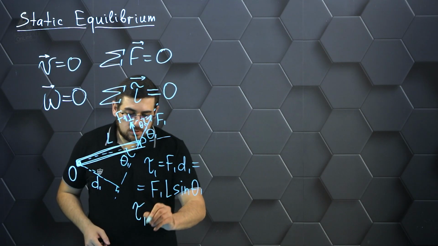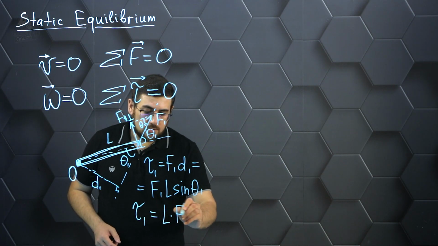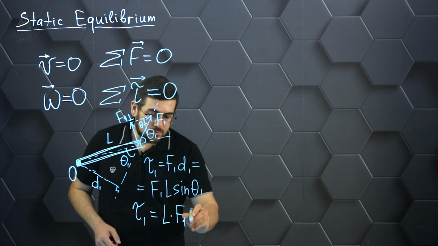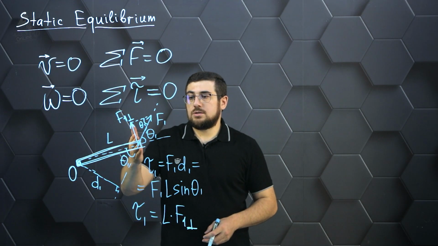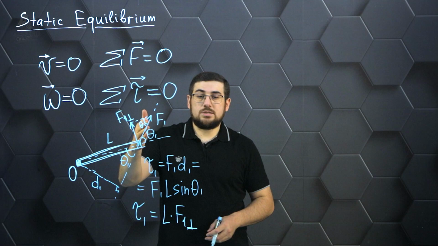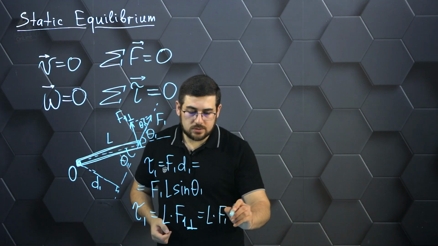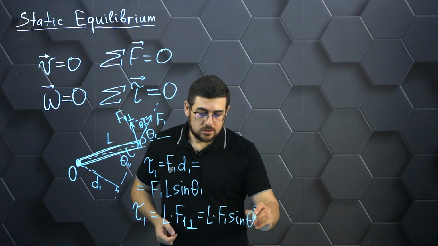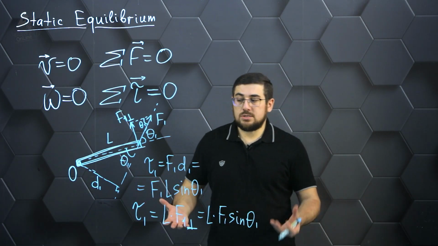Then the given moment of force we will write as L multiplied by F1 perpendicular to the components. And what is the perpendicular component? It is the product of the hypotenuse by the sine of the angle. Then we get L times F1 times the sine of θ1. As you and I can see, the expressions are exactly the same.